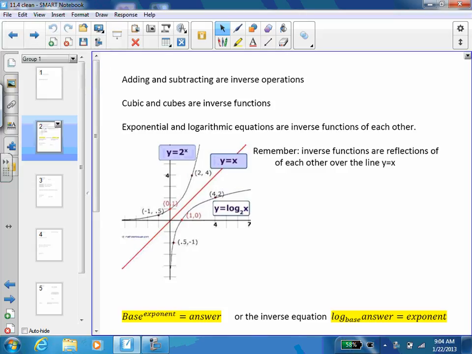Okay, so we have adding and subtracting. They undo each other, right? They're inverses of each other. Cubes and cubic roots are inverse functions of each other. Exponentials and logs. So we graphed exponential functions in the first three sections, right? They either increase or decrease.